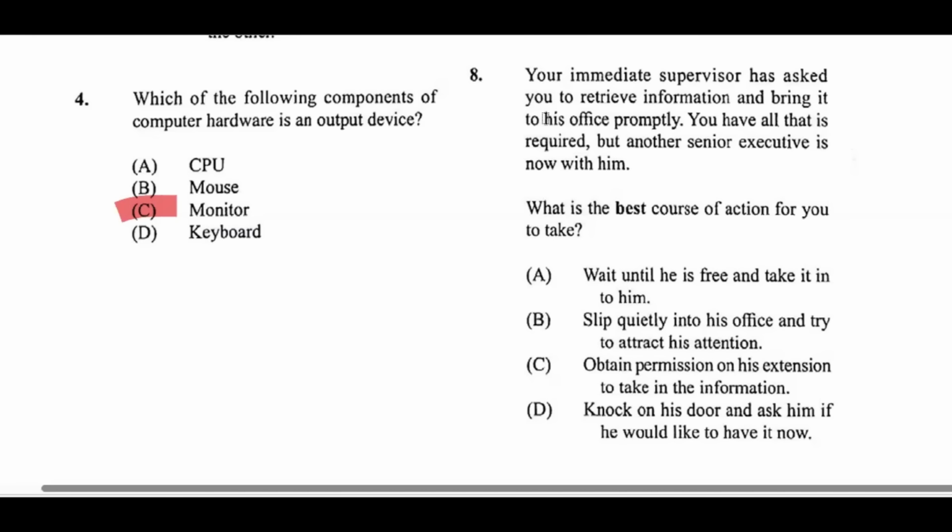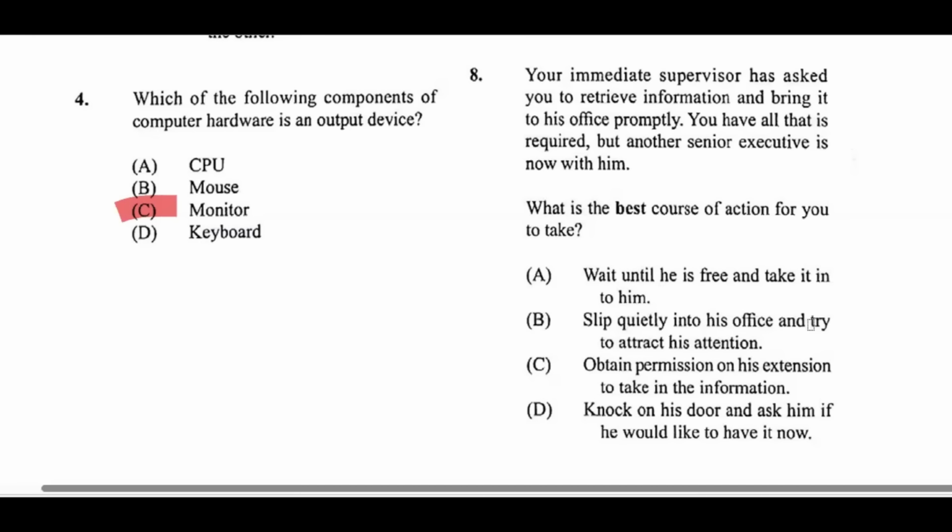Now remember, read the question carefully. Your immediate supervisor has asked you to retrieve information. So if I'm your supervisor, I ask you to retrieve some information for me, and I'm telling you to bring it to my office promptly, urgently. So if I need it, I cannot wait until you're free. So this is out.